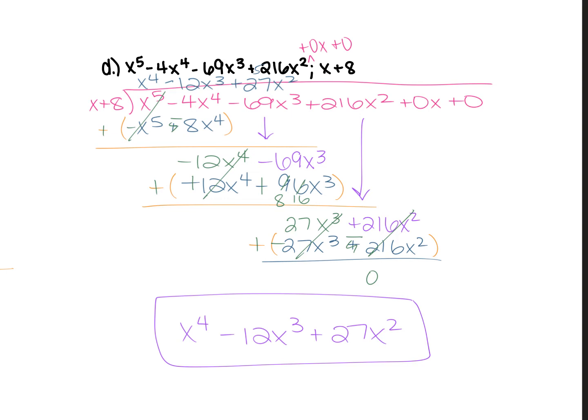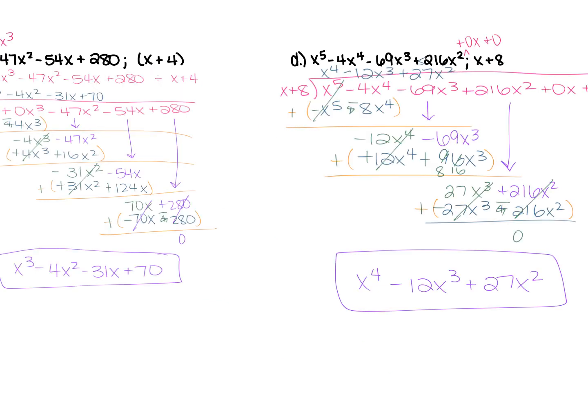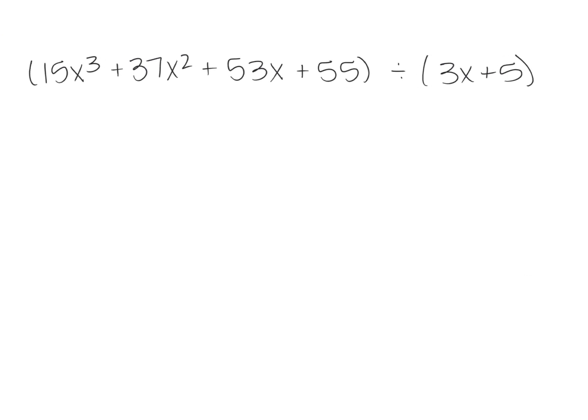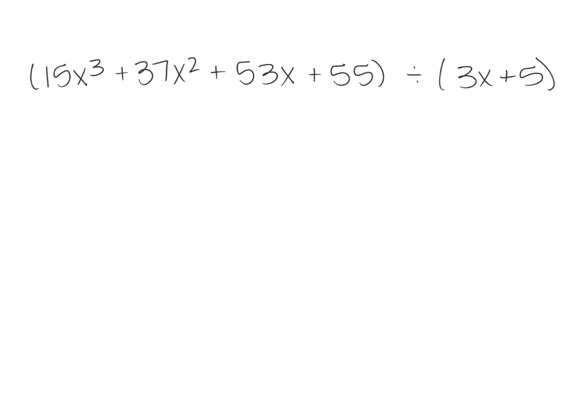If you were left with a remainder, so let's say it was like 2x squared that you were left over with, you would have to keep going with it. So the next question that we're going to look at, we have 15x cubed plus 37x squared plus 53x plus 55 divided by 3x plus 5. Your powers are 3, 2, 1, and 0, so all of those are represented. The 3x plus 5 is going to go on the outside. Everything else goes on the inside.